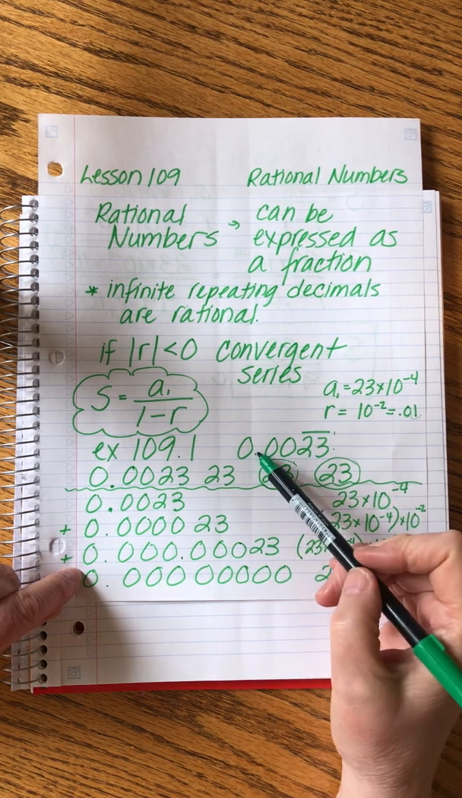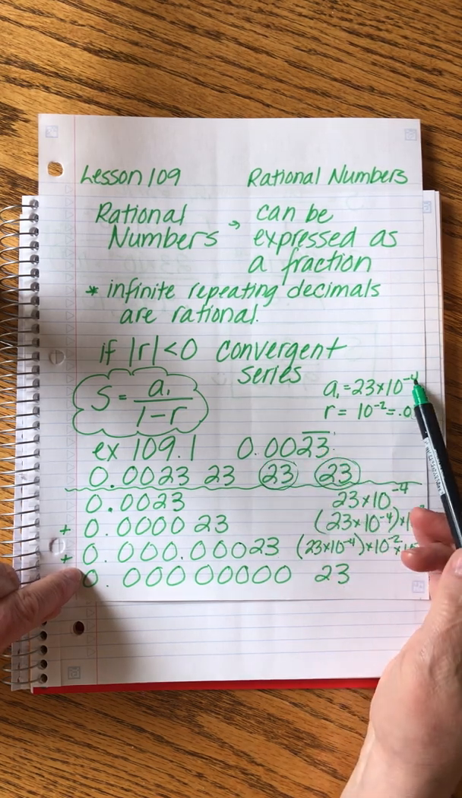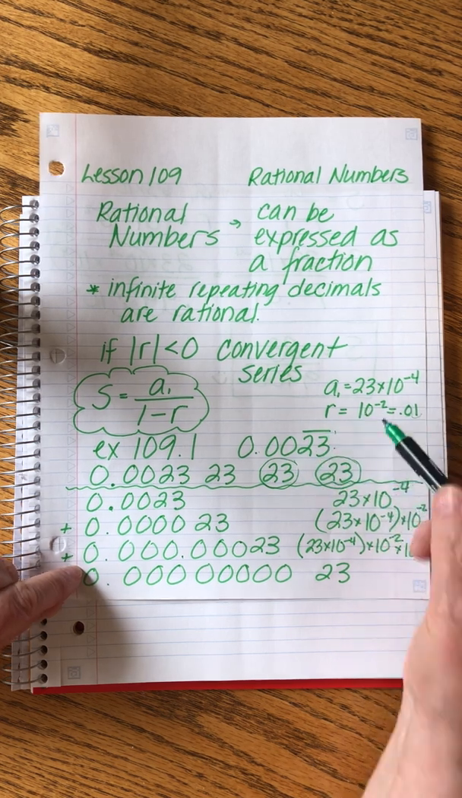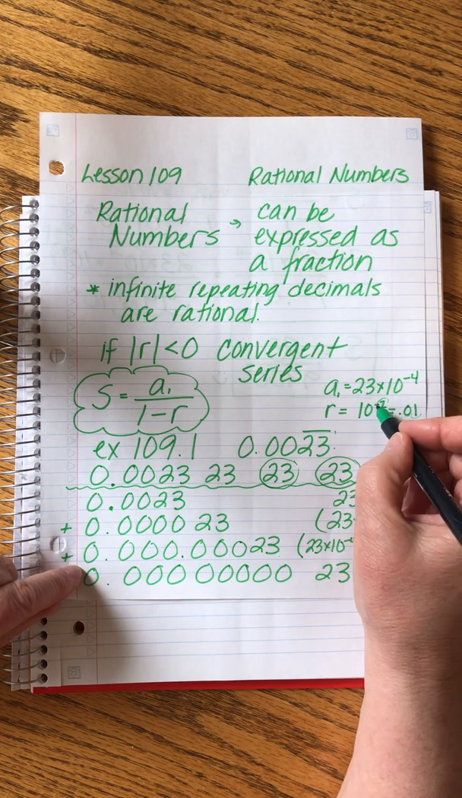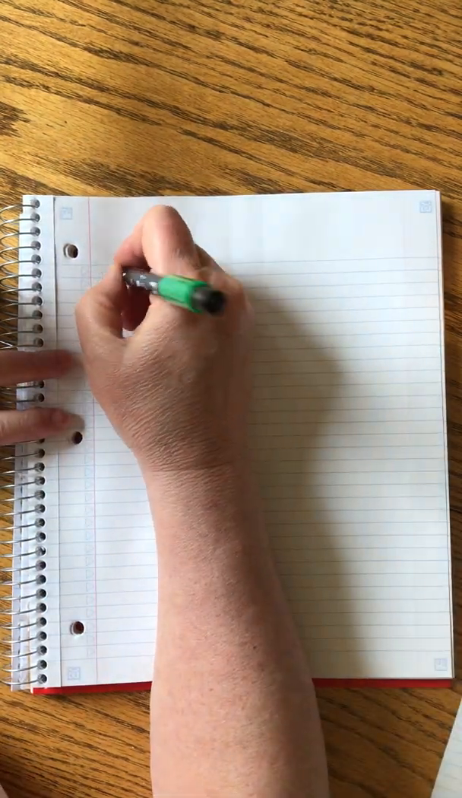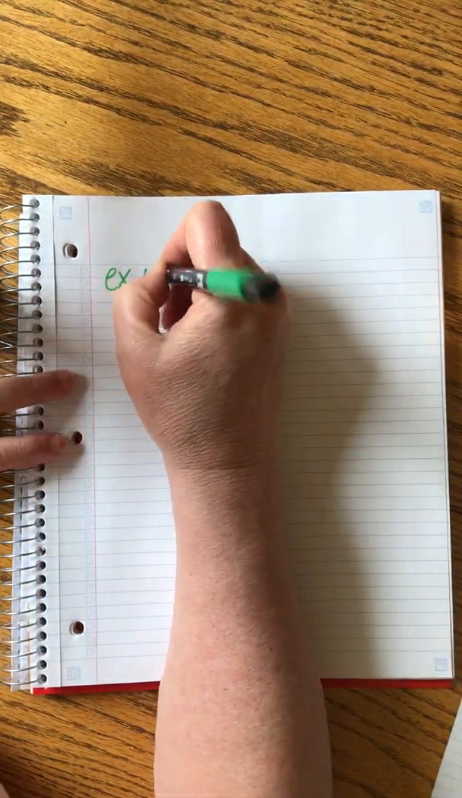Remember that we wrote this using a power of 10, and then the common ratio was a power of 10, and the negative exponent on that just happened to be equal to the number of repeating digits. Okay, let's do another one and see what the pattern is for this one.